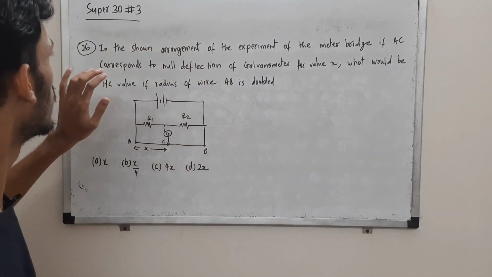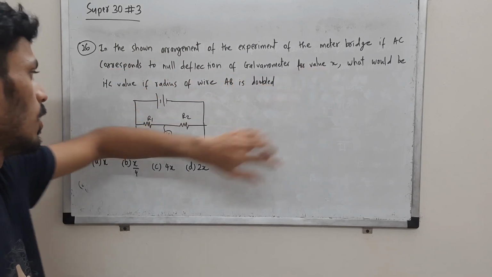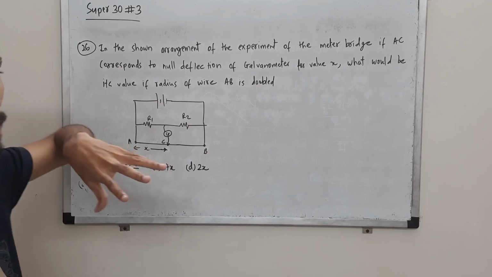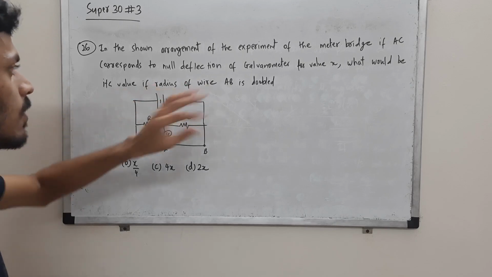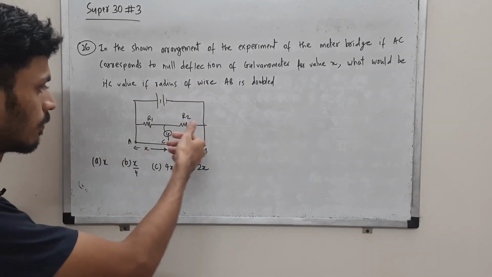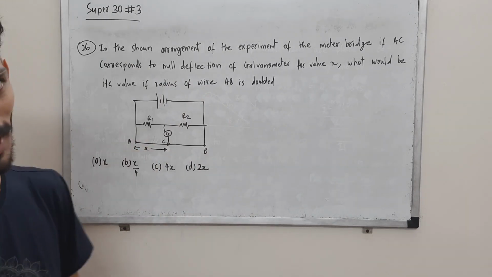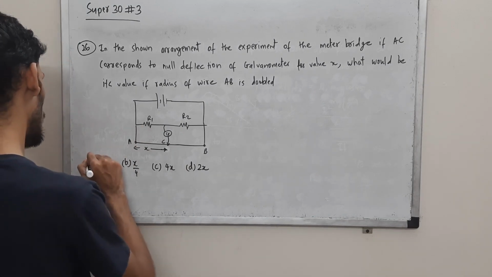So here in the meter bridge, we have null deflection at AC. This corresponds to a value of x. So at x we have null deflection. What would be the value of the null deflection if the radius of the wire AB is doubled? If the radius of the wire AB is doubled, then what will happen to the null deflection? That is the question. And logically the answer should be that it should not change, right?